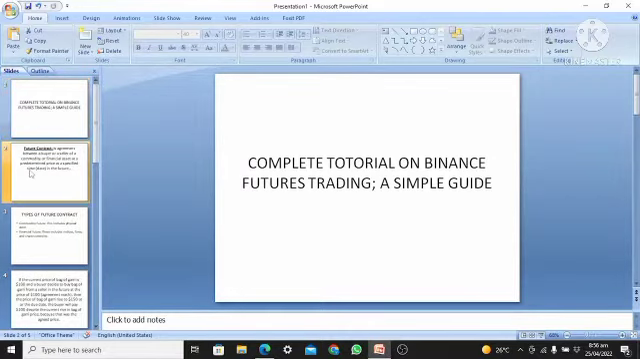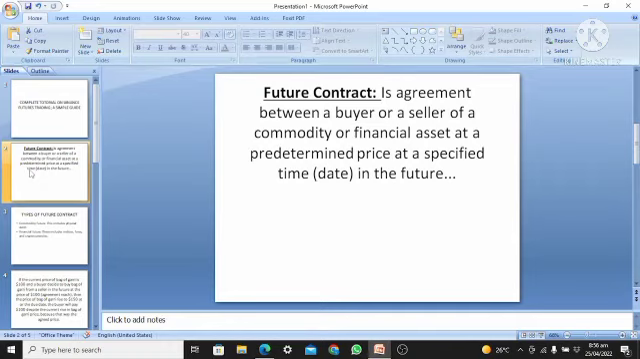So now let's move and see what futures are all about. A future is a contract. A futures contract is an agreement between a buyer and a seller of a commodity or financial asset at a predetermined price at a specific time or date in the future. So it's a time contract you are entering. In futures, you need to know that the asset is not your own. You are just shorting or longing the market. It's a contract you are entering.